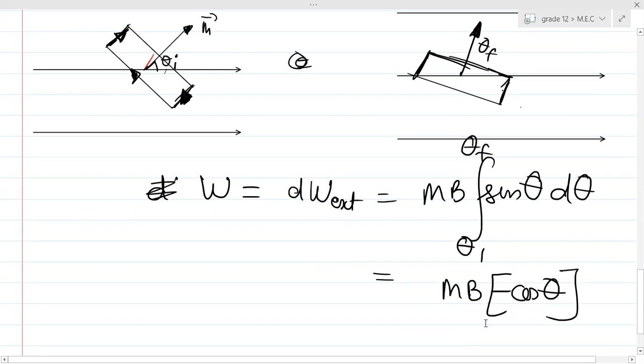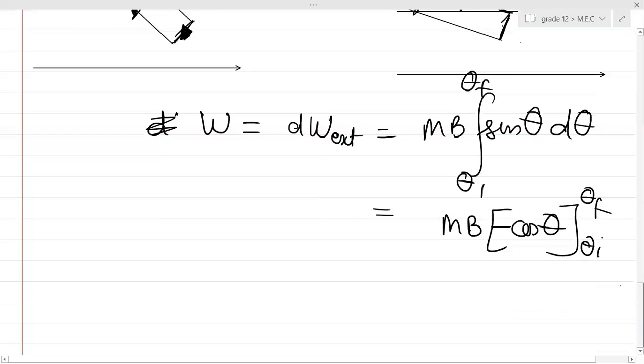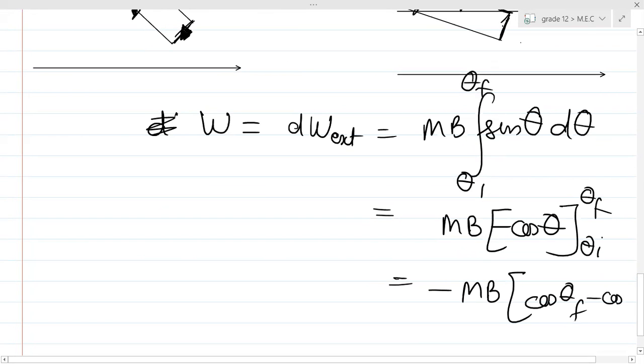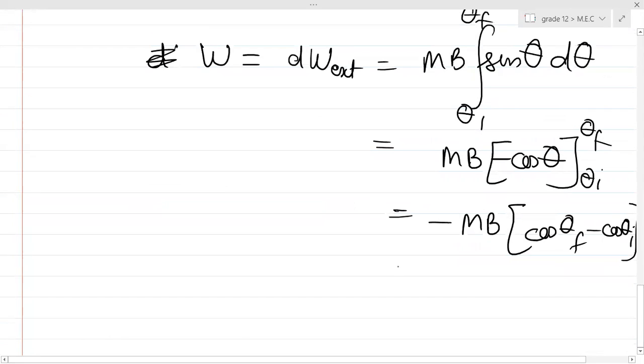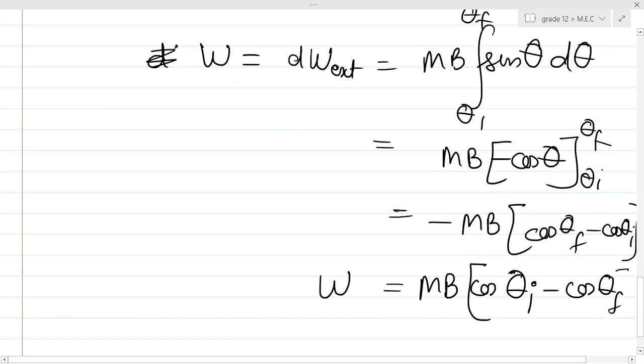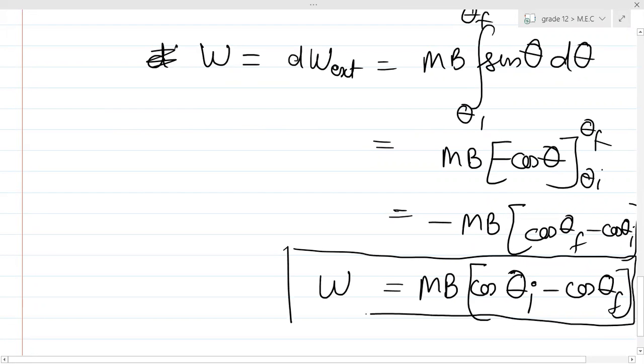What is the integration of sine theta? It is minus cos theta. Write it like this. Minus would be over here, and I'll put the limits: cos theta f minus cos theta i. And this will be minus of, or you can multiply this minus inside. The work done will be mb times cos theta i minus cos theta f. This is the work done.